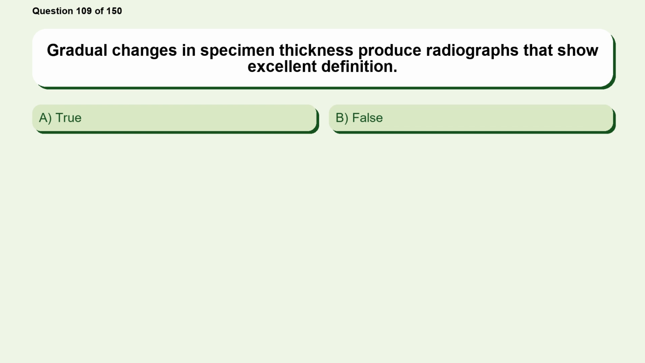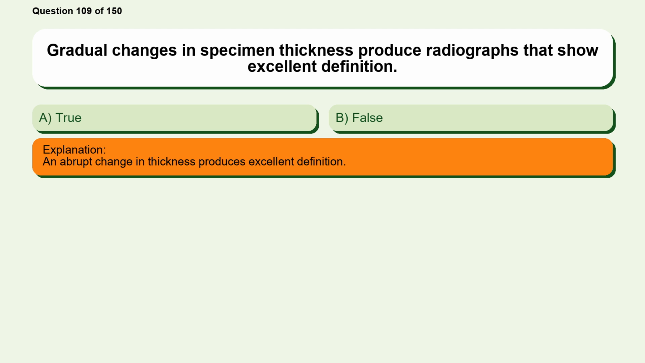Question 109. Gradual changes in specimen thickness produce radiographs that show excellent definition. Option A, true. Option B, false. The correct answer is option false. An abrupt change in thickness produces excellent definition.